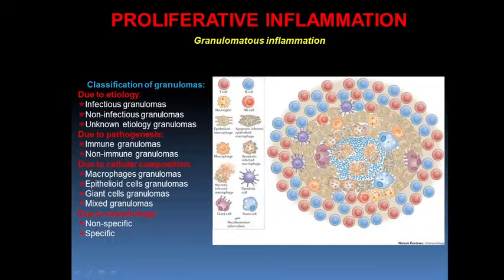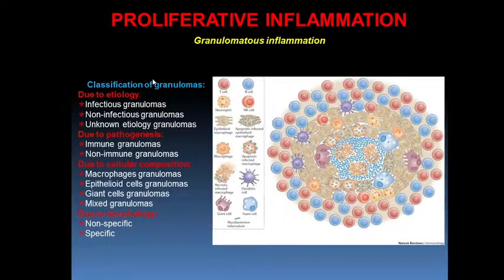The next type of proliferative inflammation is granulomatous inflammation. It is a type of chronic inflammation in which specific small nodules and sometimes diffuse tissue infiltrates are formed. The predominant cell type in the cell infiltrates are cells of monocyte macrophage origin, like macrophages themselves, specific epithelioid cells, giant multinucleated cells. Granulomas can be classified by a few parameters. First parameter, etiology of granuloma. Granulomas can be infectious, non-infectious, and with unknown etiology.